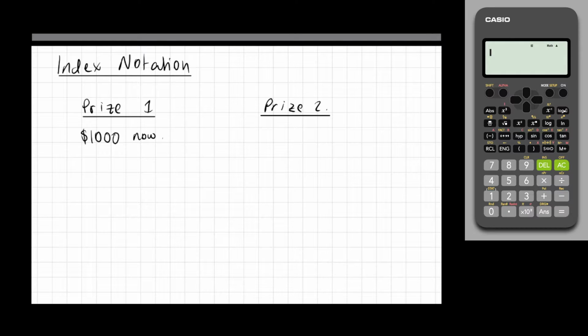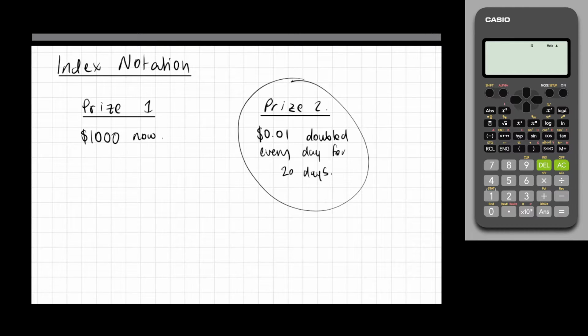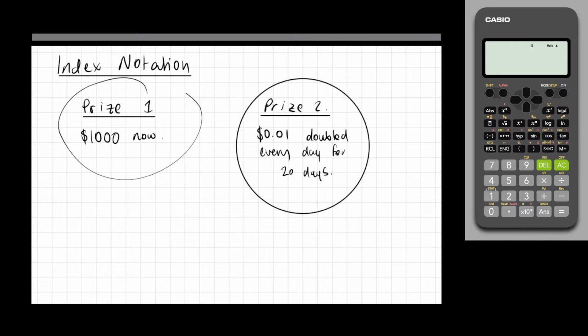So you take your ticket up, they say, okay, here's $1,000, here you go. Cool, seems pretty easy. Or prize two is 1 cent, but they double it every day for 20 days. And so the option is now, which one of these prizes do you pick?